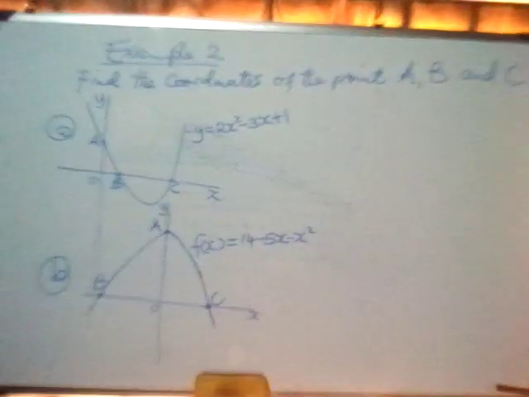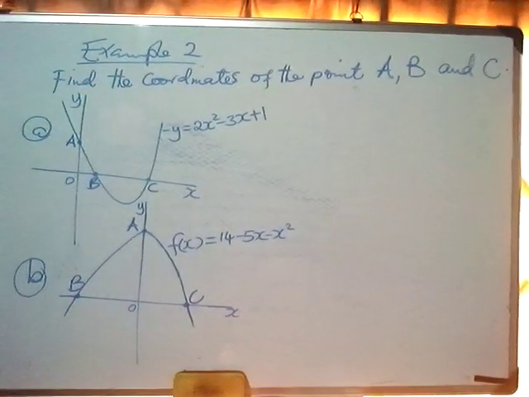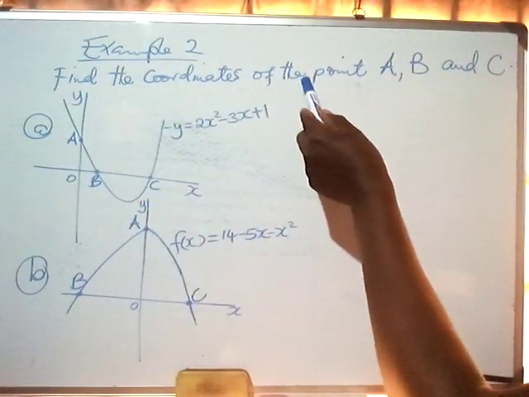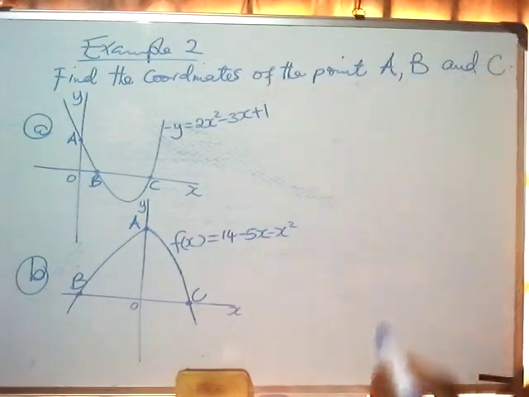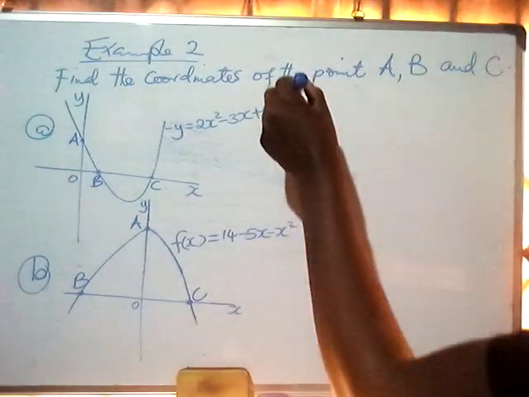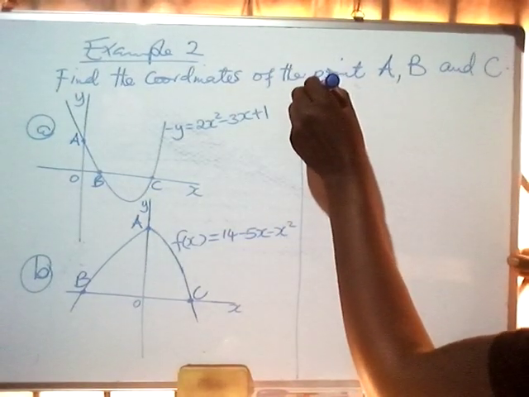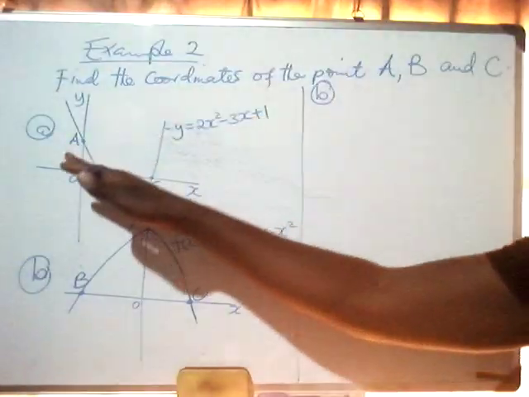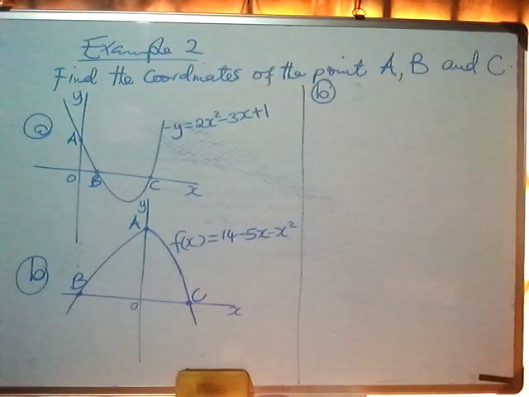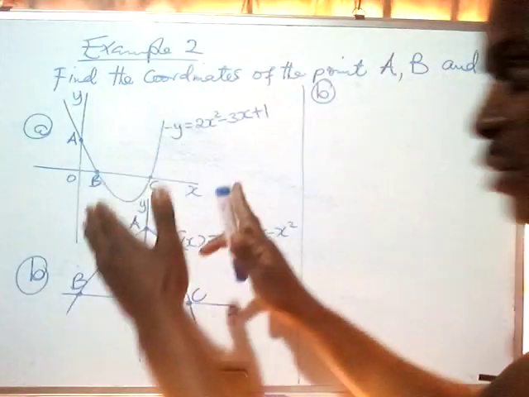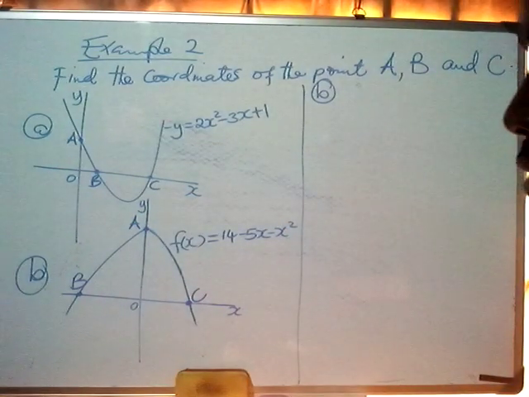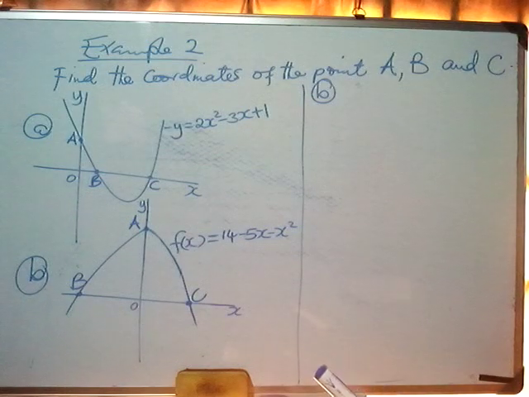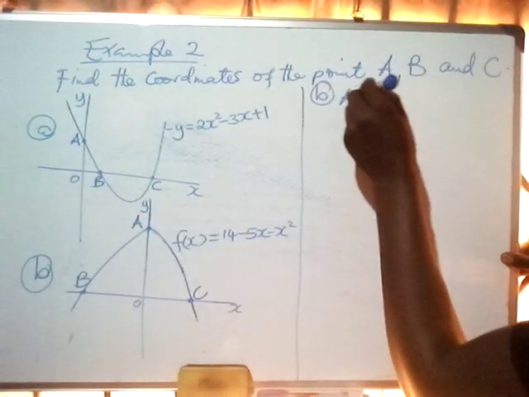So we have these two questions, and the question is find the coordinates of the points A, B, and C. In my case, I'll just answer question number B. Question number A is your homework. Work out question number A and send the solutions. I'll work out question number B. So for question number B, I'm finding the values of A, B, and C.